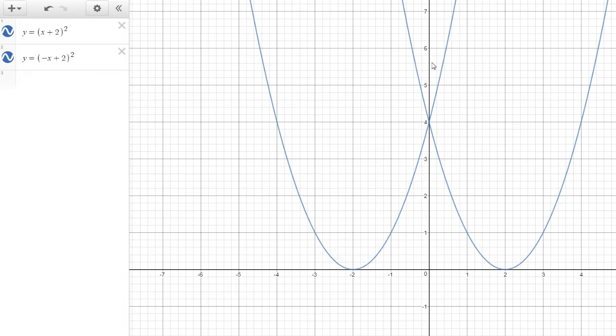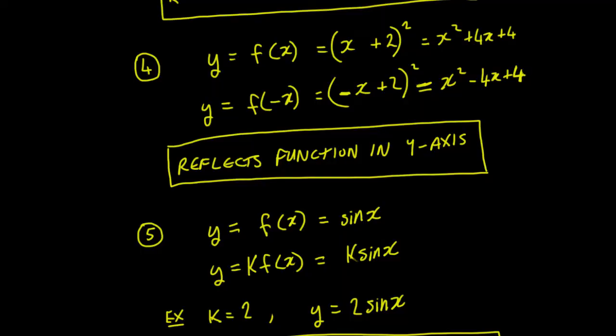So what this does, by making the function y equals f of minus x, it reflects the original function in the y-axis. Okay, so now we'll go and we'll have a wee look at the next one. Not many to go now, I think just another two after this. So as I noted there, if we have f of minus x, then that will have the effect of reflecting the function in the y-axis.